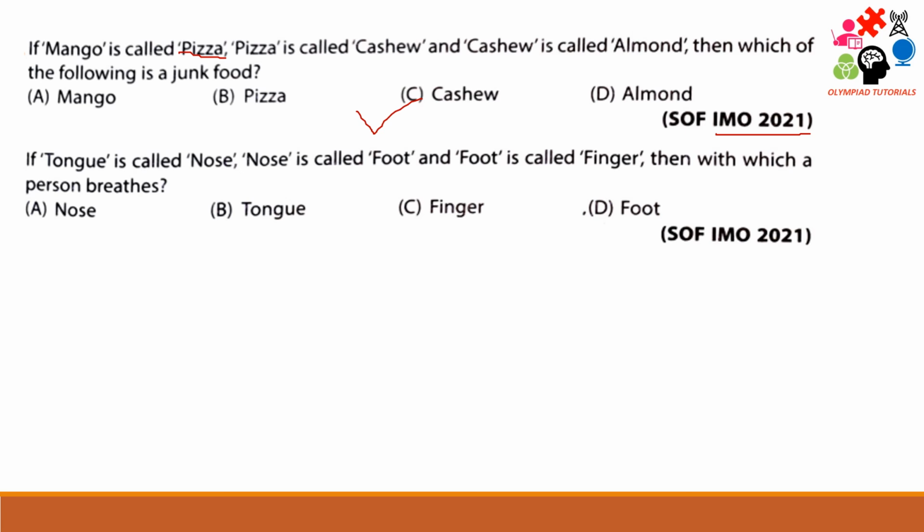So by this time you must have understood how to solve the different questions from coding and decoding, and they are quite simple. Just by interpreting the facts you can easily solve this kind of questions. Next question, if tongue is called nose, nose is called foot, foot is called finger, then with which a person breathes. So you know we breathe with our nose, but here nose is called foot. So here you have the answer foot, D, foot. Very easy question. This was also asked in International Math Olympiad of 2021.